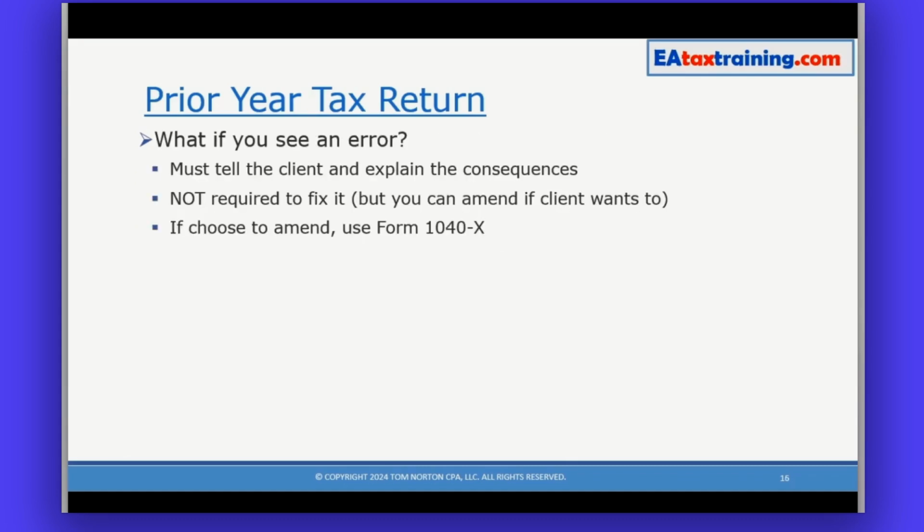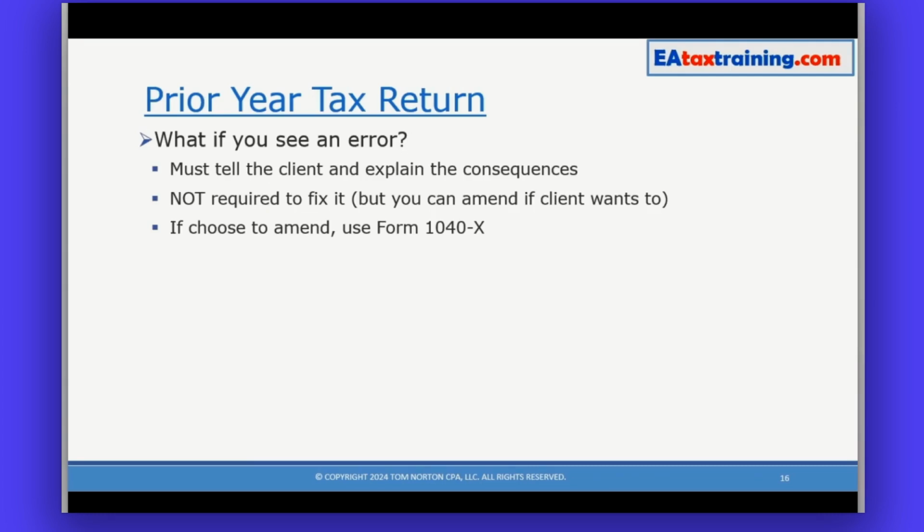Now, what if you're looking at that prior year tax return and you find an error? The previous preparer did something wrong. Hopefully it wasn't you, but it could even be you that did something wrong, or it could be another preparer. What is your obligation? Well, you must tell the client about it and explain the consequences. Even if it's small, you still want to tell the client. And then you want to tell them what's going to happen if they do or do not amend their income tax return. Now, of course, the error could go either way.